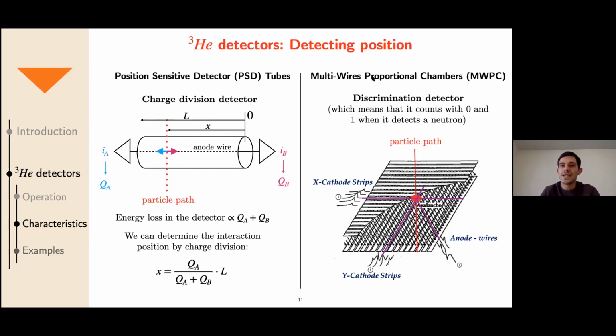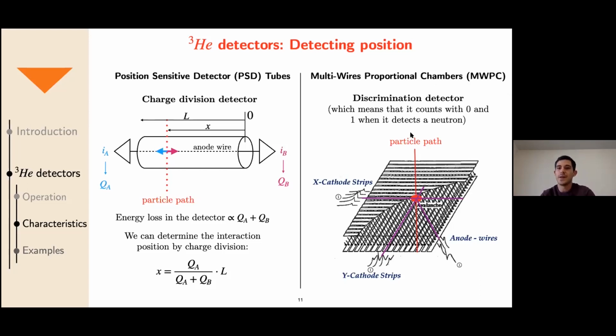And there are multi-wire proportional chambers. MWPC is a discrimination detector, which means that it counts with 0 and 1. 0 means that the threshold is not exceeded, and so that the particle is not a neutron but another particle, such as a gamma, and we are not taking care of gamma, so it does not interest us. And 1 means that the threshold is exceeded, and so that the particle is a neutron, and we want to localize the impact site.